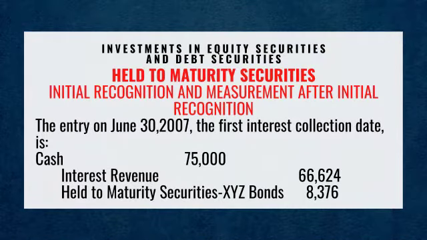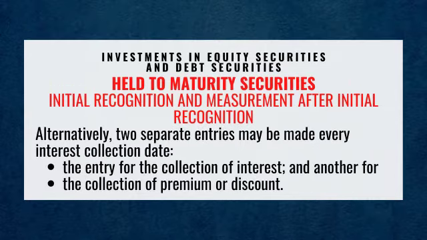The entry on June 30, 2007, the first interest collection date, is debit cash for 75,000 pesos, credit interest revenue, 66,624 pesos, credit held to maturity securities, XYZ bonds, 8,376 pesos. Alternatively, two separate entries may be made every interest collection date.